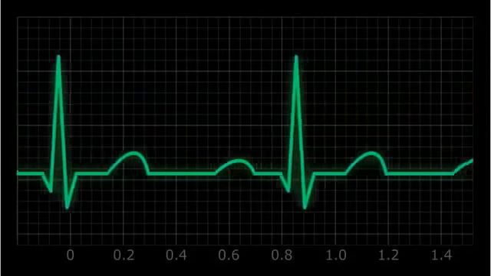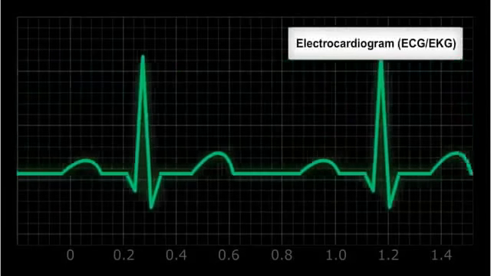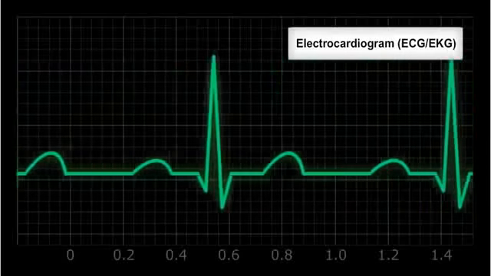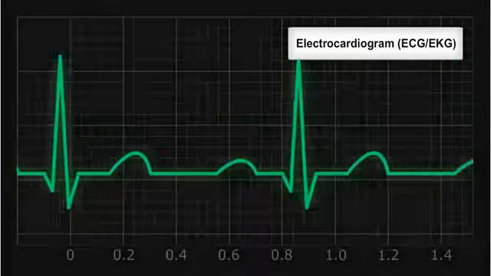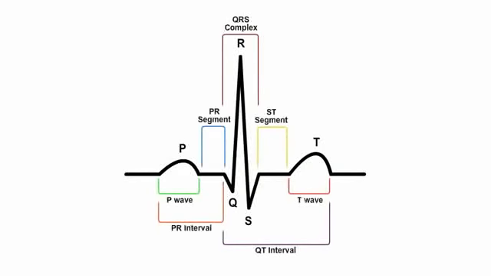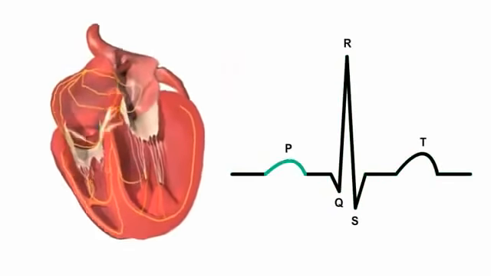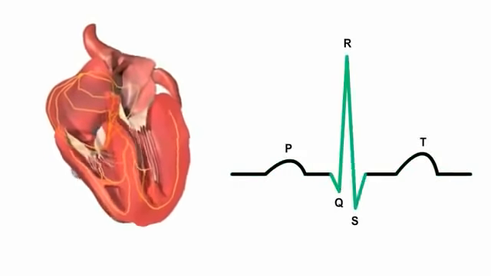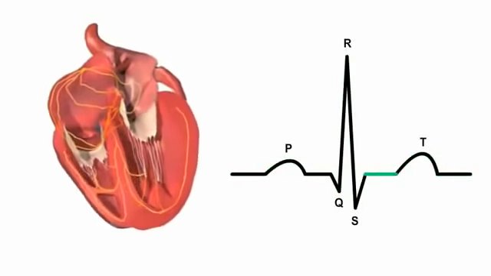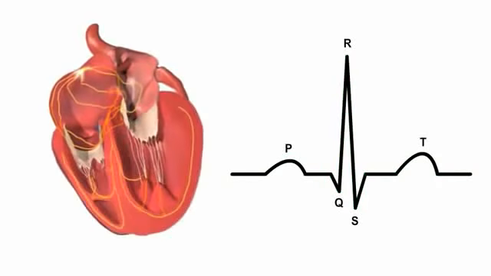This recording is known as an electrocardiogram, or ECG, sometimes referred to as an EKG. A tracing of the overall electrical activity of the heart, resulting from the propagation of many action potentials. Let's look at what happens during a single beat of the heart and how these events are depicted on an ECG.